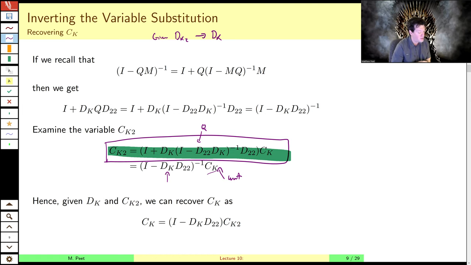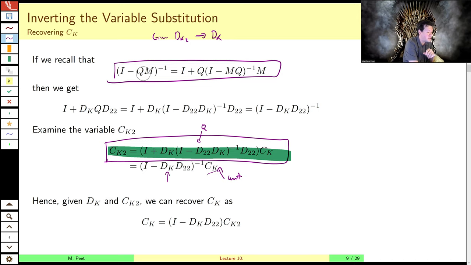Right. So, okay, what are we going to do? Let's look at this. So this is actually the trickiest part of this variable inversion, right? Because it requires us to use a trick that you may not be familiar with. And that trick is an identity for matrix inversion. So the inverse of identity minus QM inverse is I plus Q times the inverse of I minus MQ, times M. So obviously, if M and Q are invertible, we can just bring the M inside the inverse and the Q inside the inverse, and we're done. But in general, for our systems, Q and M are not invertible. So why does this identity hold? Well, again, it's not obvious, but it's easy to prove, right? So I can prove this identity just by multiplying by I minus QM on both sides. Let's multiply it on the left, for example.